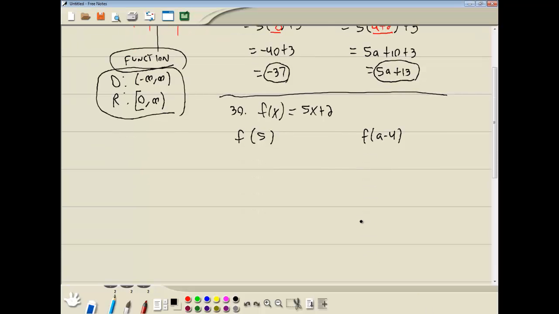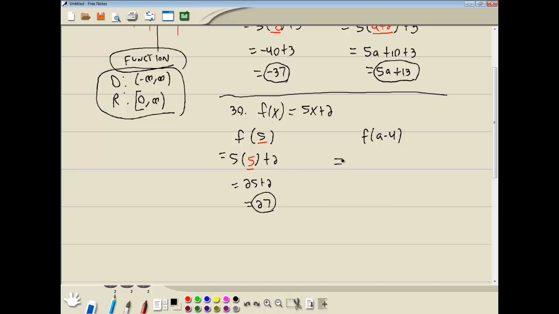Okay, so f of 5. Again, we go through, and everywhere you have a variable, you put in a set of parentheses. Everything else remains exactly the same. The 5 and the plus 2, all we did is replace the x with parentheses. Whatever's inside the parentheses right here is automatically what we can put in right here. 5 times 5 is 25 plus 2, which gives us 27.